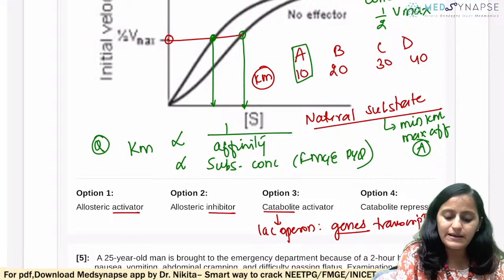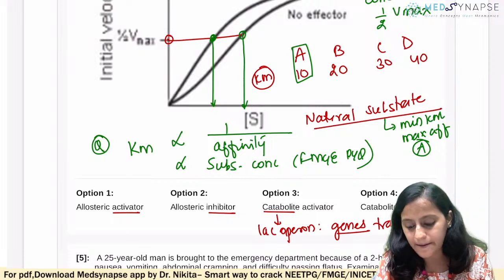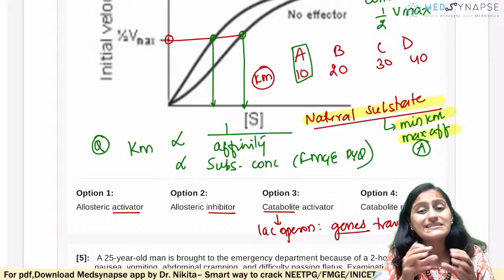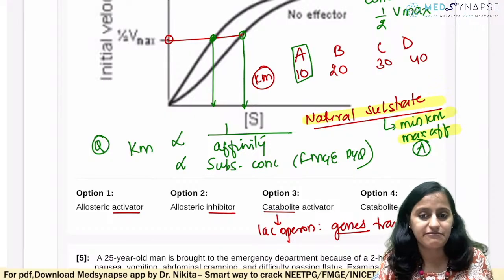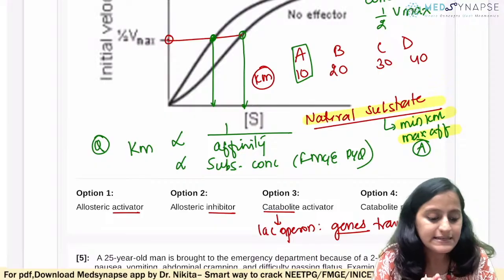So this is how you identify. This is a potential question for your exam. Natural substrate is something which has minimum Km. That means maximum affinity. Is this clear with everyone?